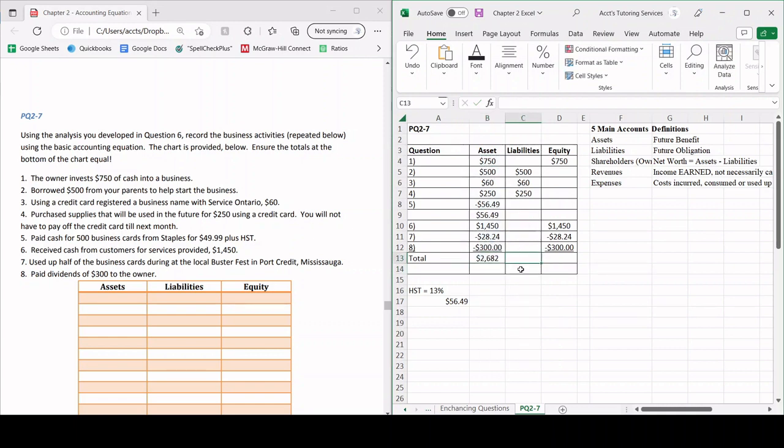Then for liability as well, 500 plus 60 plus 250. I'm going to put in a quick formula again. Then for equity, we're going to do 750 plus 14.50 minus 28.24 minus 300. Another quick formula. And if we do this calculation separately, this should equal total assets. So this is how the accounting equation will balance.